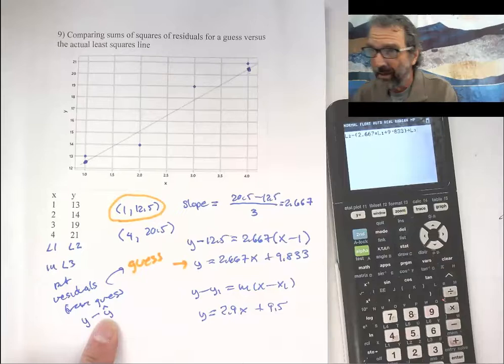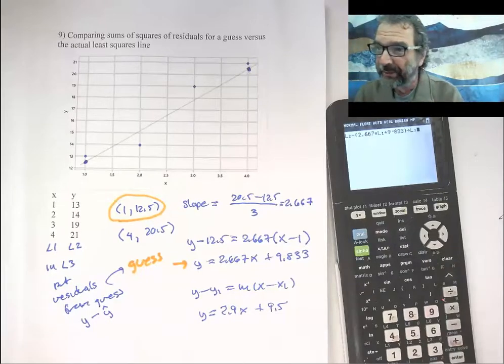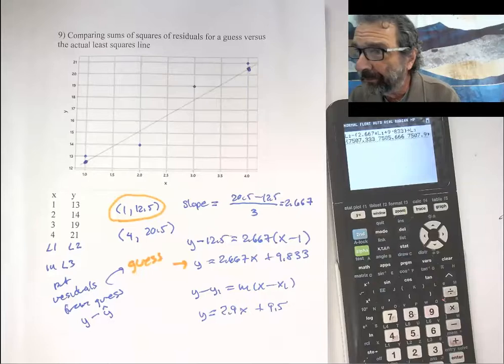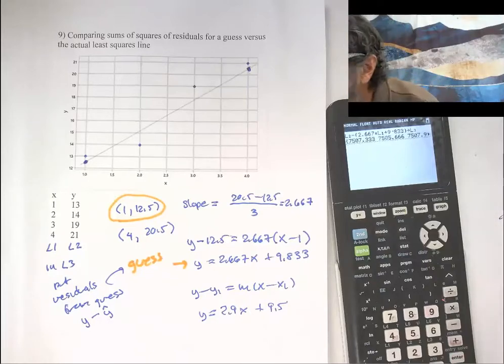Is that cool or what? Now those are just the residuals. Let's just have a look at them though. Here we go. Something bad happened.